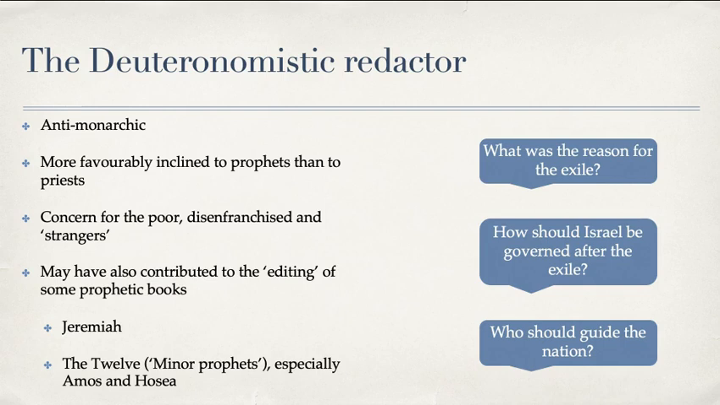The themes which the Deuteronomistic redactor seems to be dealing with are answering the question, what was the reason for the exile? And there is an emphasis in these books on rewards and punishments, rewards for obedience, punishment for disobedience. That seems to be an important theme in the Deuteronomistic literature or redactions. But also to answer the question, how should Israel be governed after the exile? And hence he discusses things like how worthwhile was monarchy, and was monarchy good for Israel or not? And also who should guide the nation in exile and when they return to the land, prophets or priests, for example.